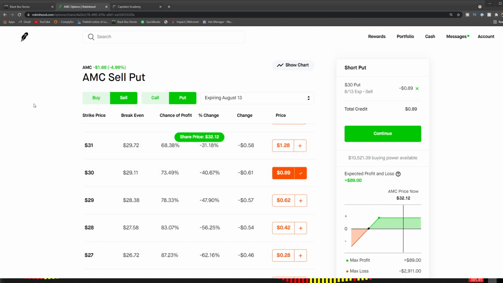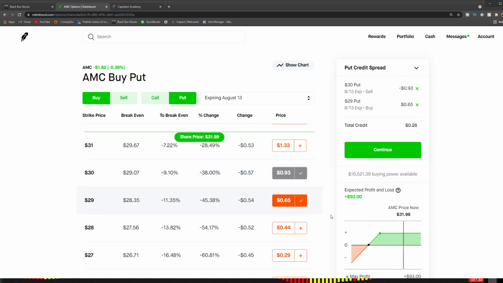Now, what we're going to do to lower the amount of money that we have to put down is we're actually going to buy a put. Now remember, buying a put is bearish. So we have a bullish position at $30 because we're selling a $30 put. Then we're buying a bearish position right below it at 29. And what this is going to do is act as an insurance policy. So this $30 put is bullish, and the 29 is bearish.